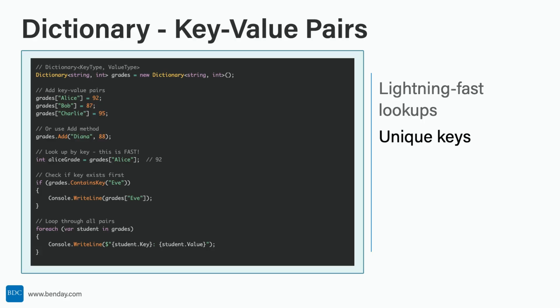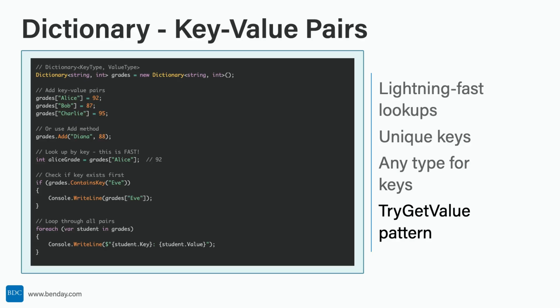Each key can only appear once. Try to add Alice twice, you'll get an error. This actually prevents a lot of bugs. No duplicate entries. The key doesn't have to be a string. You could use integers, dates, even custom objects. As long as C# can compare them for equality, you're good. Pro tip: instead of checking contains key, then getting the value, use TryGetValue. It does both in one step and is more efficient.